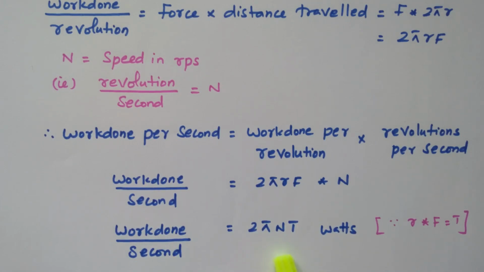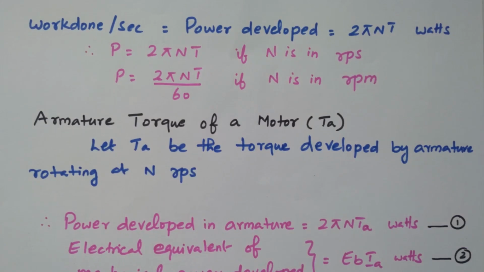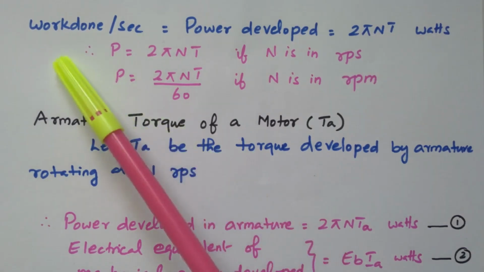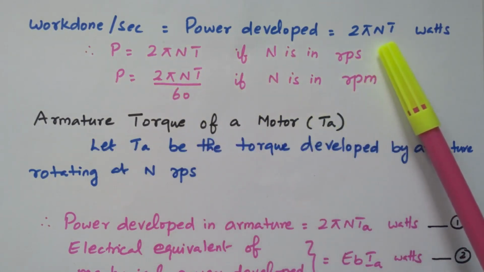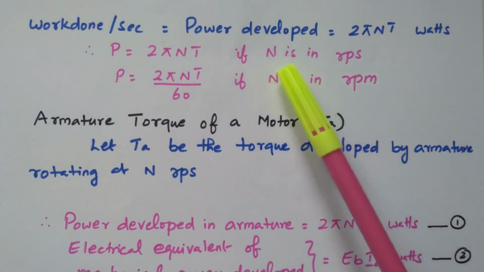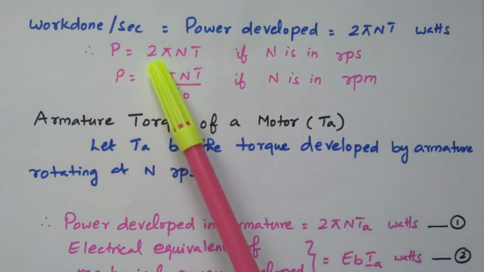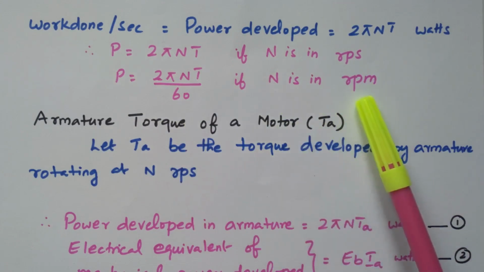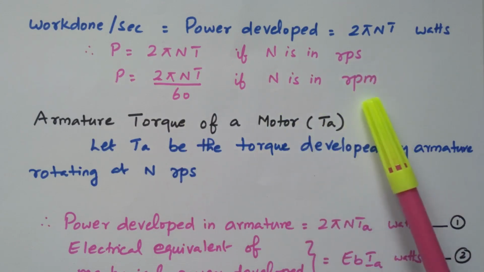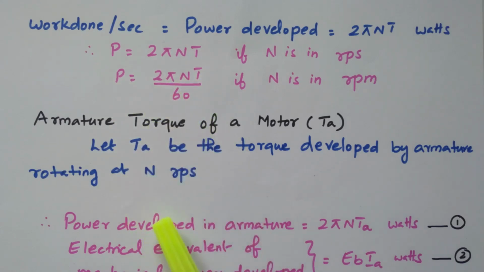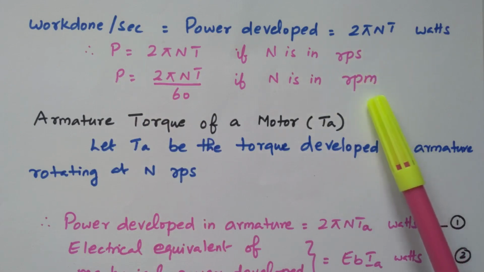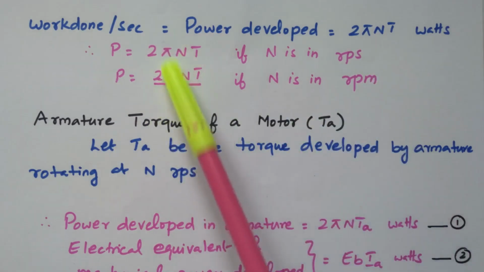The power developed in the motor is nothing but 2 pi N T, right? This T is nothing but r into F. So the work done per second is the power developed, equal to 2 pi N T watts, if the speed is in RPS. If the speed is in RPM, revolutions per minute, the power developed is 2 pi N T divided by 60, right? Depending on whether it is RPM or RPS, we need to use the appropriate formula.